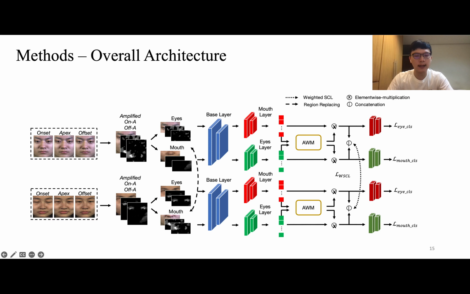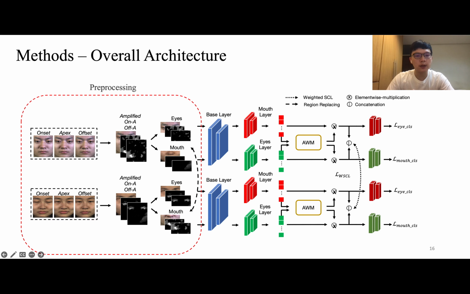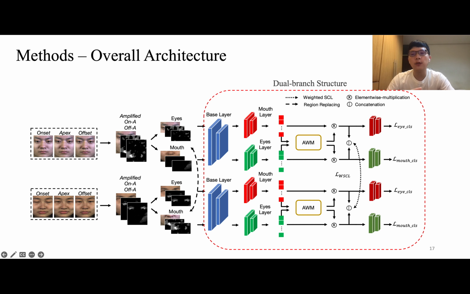So here's the overall architecture. Let me summarize again. First, we do preprocessing on the original image. Next, we send the preprocessed image into the dual branch architecture, which is used to train the model and obtain the final results. And here we use the area-weighted module to compute the weights for different facial regions. We also use AU alignments to align the AU features.